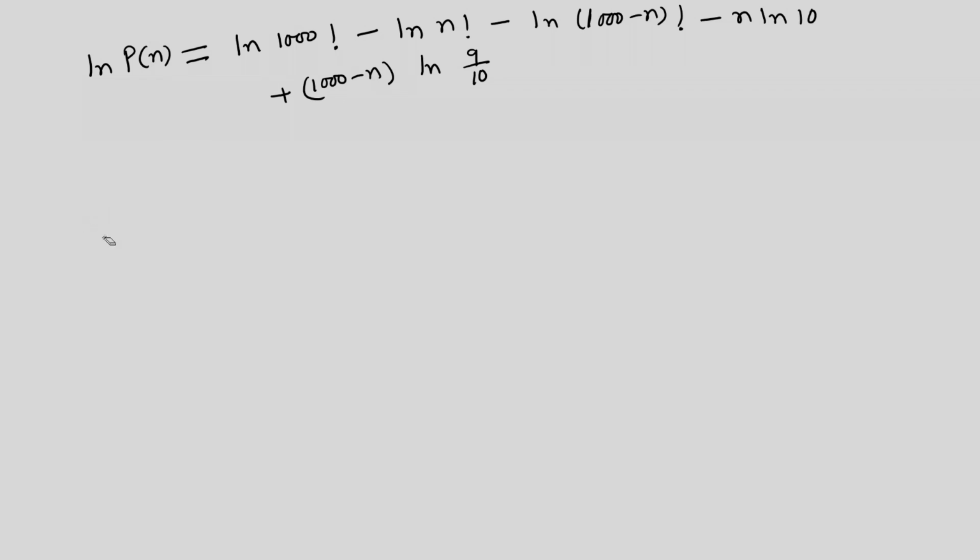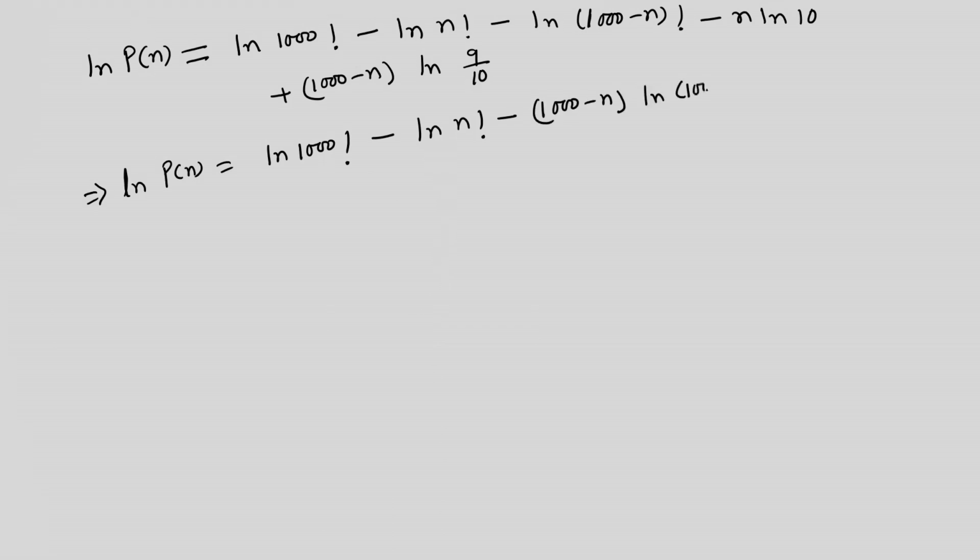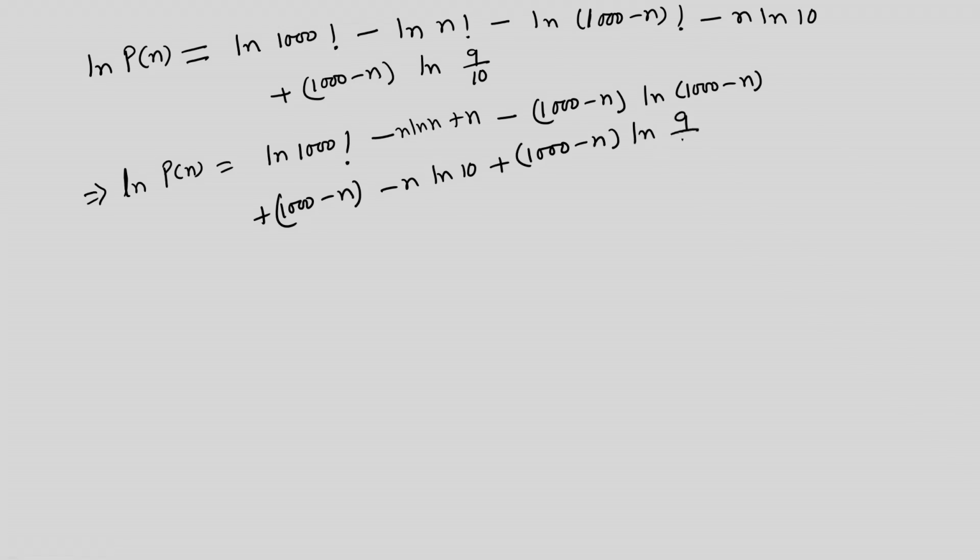If we further simplify, we get ln Pn equals to ln 1000 factorial minus ln n factorial minus 1000 minus n ln 1000 minus n, and ln n factorial we can further simplify like n ln n plus n, and then we have plus 1000 minus n minus n ln 10 plus 1000 minus n times ln 9 by 10. So, we are using Stirling's approximation here. Okay.